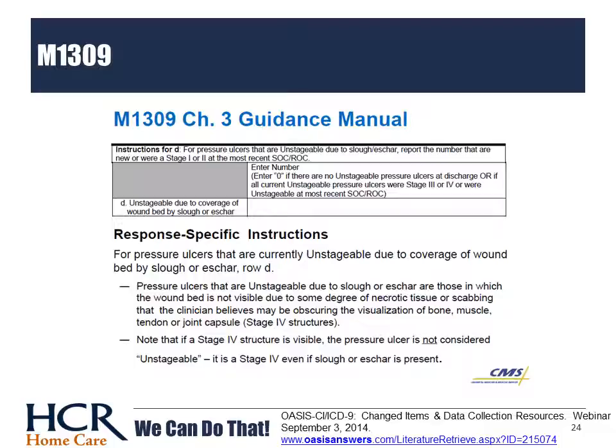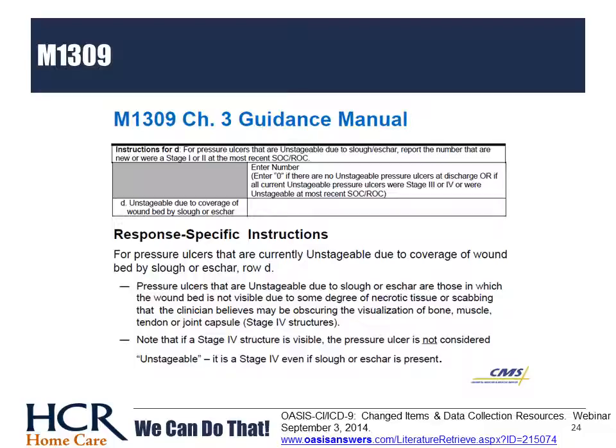If you are looking at an unstageable pressure ulcer because it's covered in slough or eschar, and at the most recent start of care or resumption of care, that pressure ulcer was a stage 1 or a stage 2, inherent in the fact that slough and eschar is present, we know that that pressure ulcer has worsened. We know that because if slough and eschar is present, there has been tissue destruction into the subcutaneous tissue. So if there is a stage 1 or a stage 2 pressure ulcer, slough and eschar cannot be present because those pressure ulcers do not go into that level of tissue destruction.